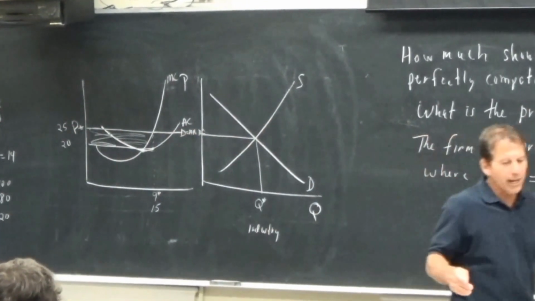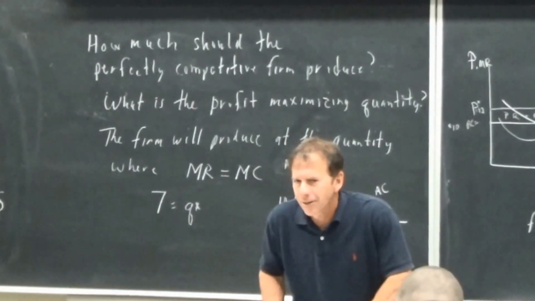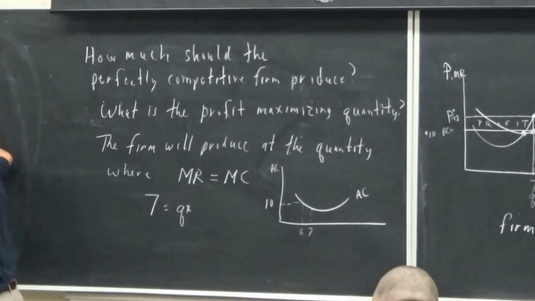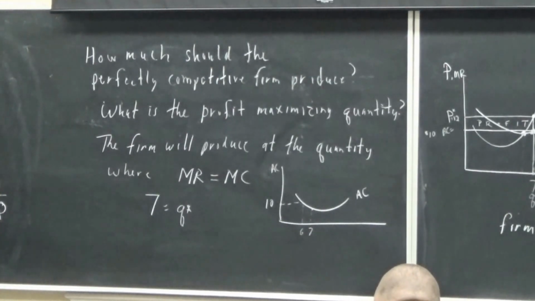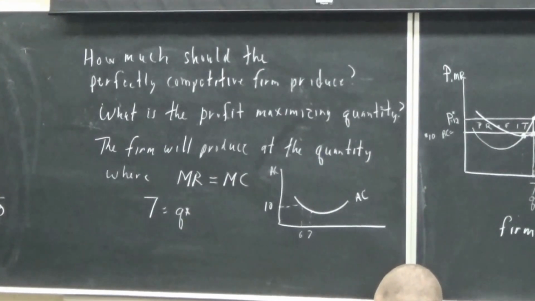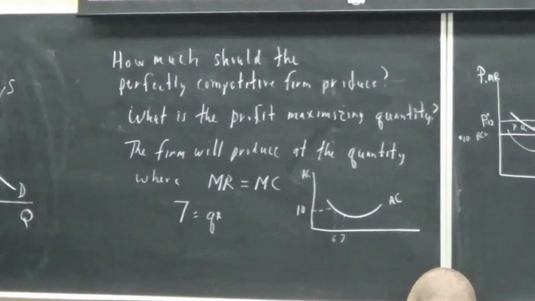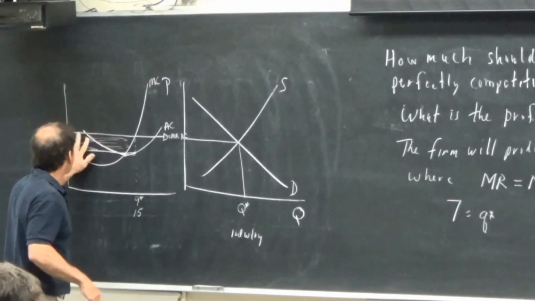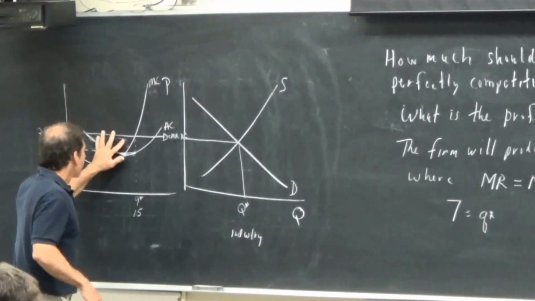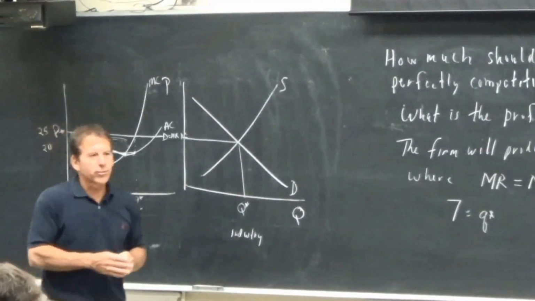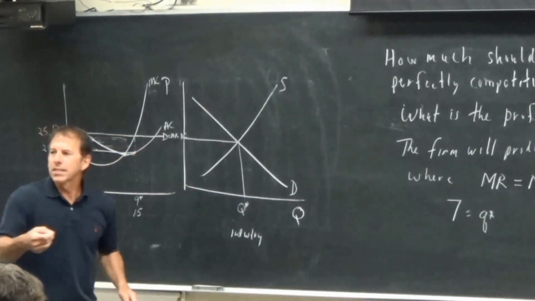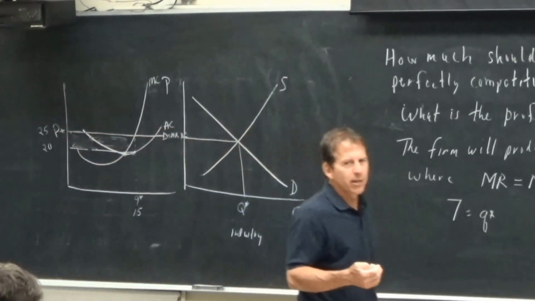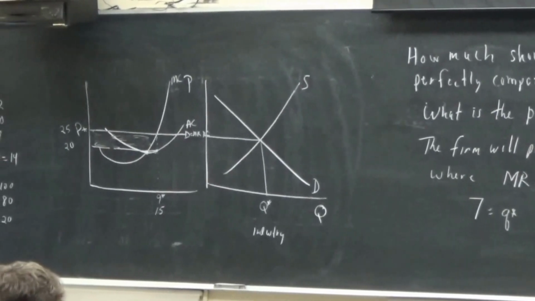All right, that's great, and here's the rest of the story. Now what you do in the short run, you always go from the industry to the firm. Write that down, okay? In the short run, we always start with the industry and go to the firm. In the long run, you always start with the firm and go to the industry.